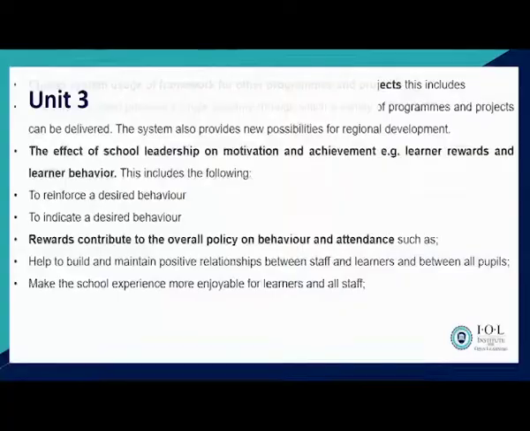So now, that was motivation. Now we are looking at the reward. The reward helps to build and maintain positive relationships between staff and the learners, and between all pupils, and also makes the school experience more enjoyable for learners and all the staff, because staff also need to be rewarded.